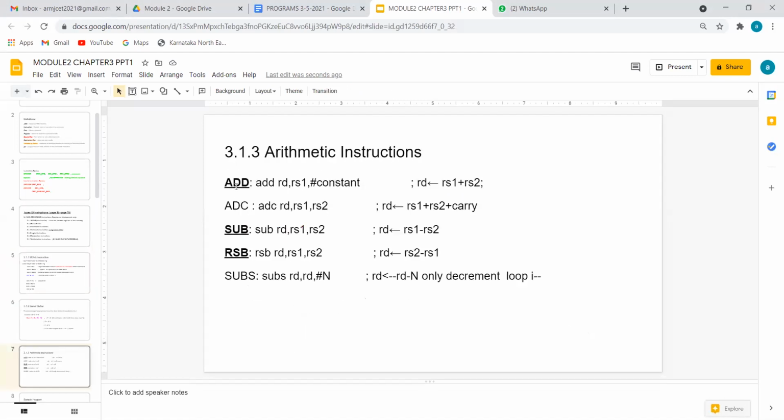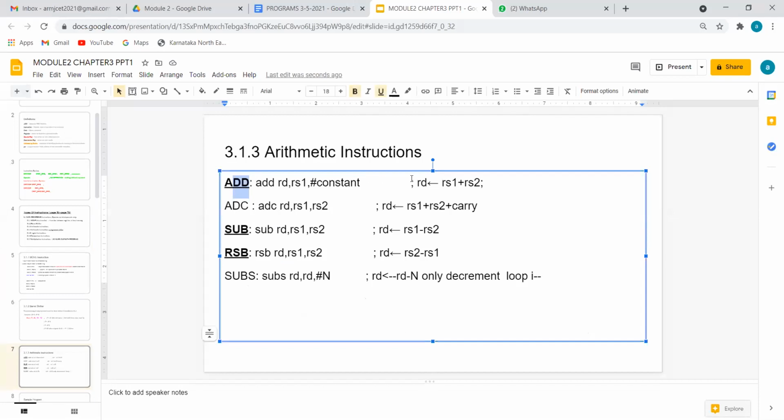So 4 arithmetic instructions: addition, normal addition, taking 2 source registers, performing addition and storing it in RD. ADC we skipped because we will get that in the part B program of the lab. Subtraction: there are 2 types of subtraction. Normal subtraction means source register 1 minus source register 2. There is a special subtraction called reverse subtraction. Even though the arrangement is the same as in the earlier subtraction, the subtraction will happen in reverse. So RS2 minus RS1, that's a reverse subtraction.